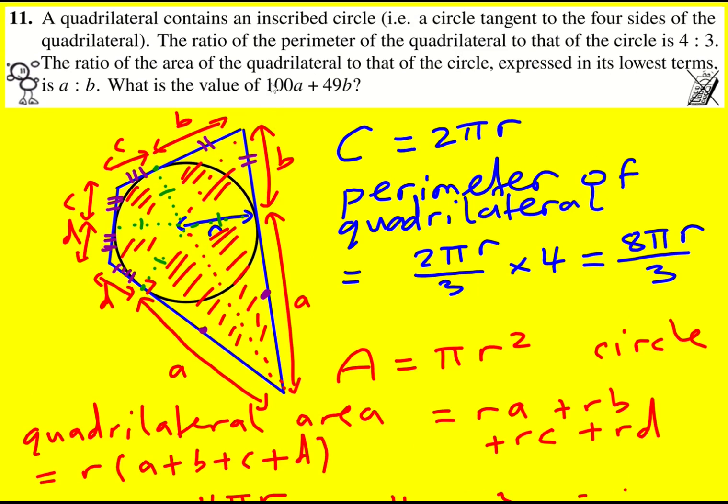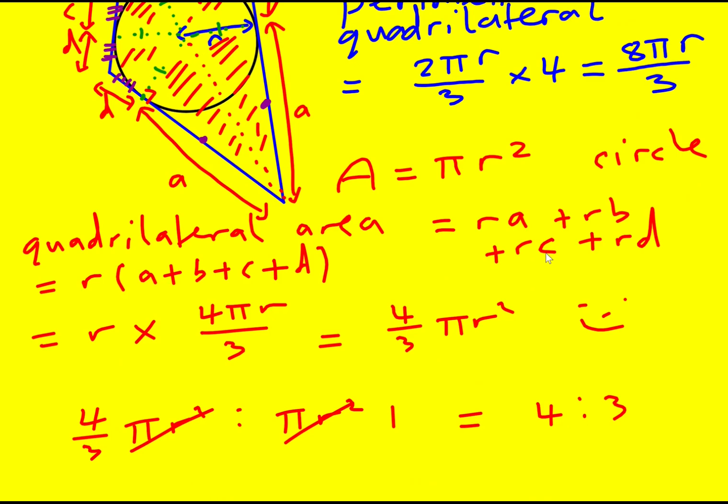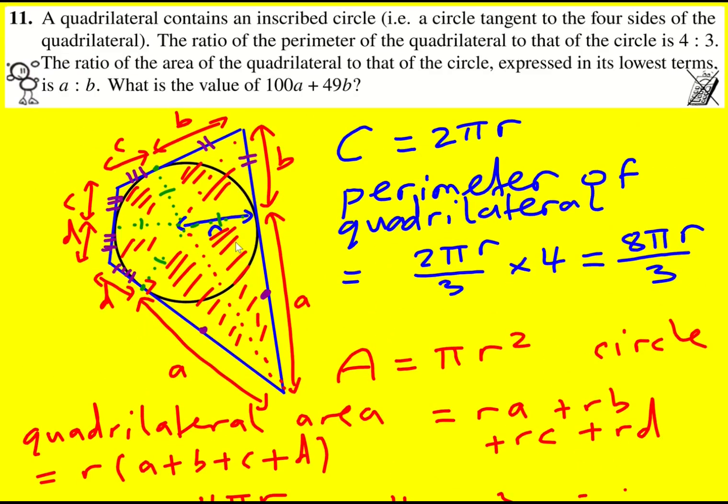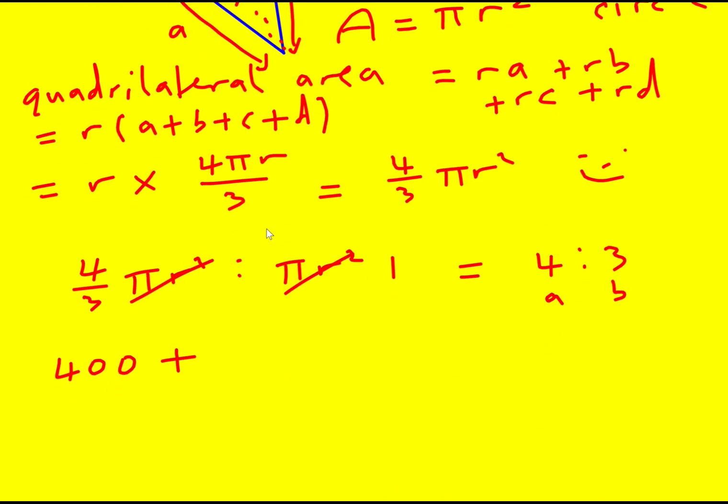And we're asked what 100a plus 49b is. So it's going to be 400 plus 49 times 3. That's 147. So final answer, 547. I like this question a lot.